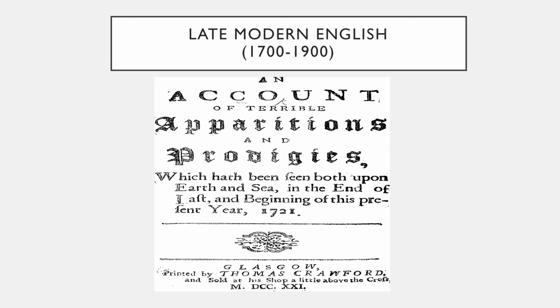The text shows clearly a persuasive function. Let's read it. An account of terrible apparitions and prodigies which had been seen both upon earth and sea in the end of last and beginning of this present year, 1721. This is "Don't Go." It's full of monsters. This is really persuasive. And to this end, we can not only study the language, but also other aspects such as the typography. Look at how the words apparitions and prodigies are printed. Isn't that interesting?